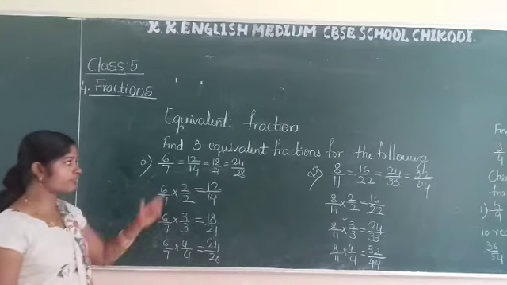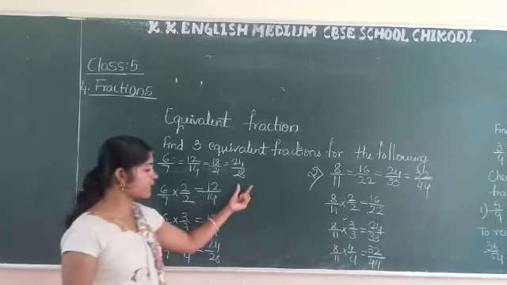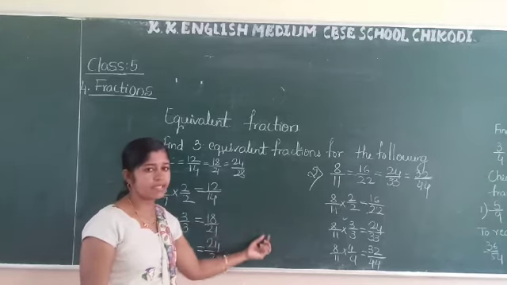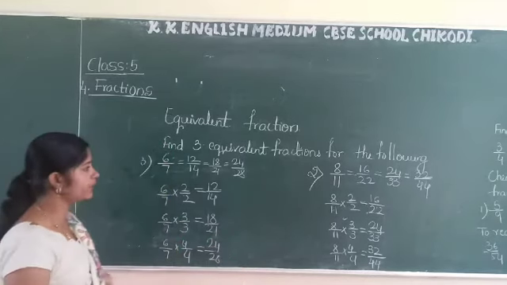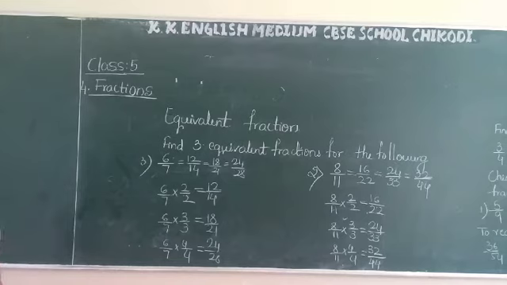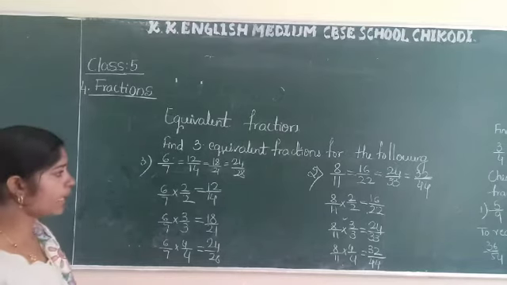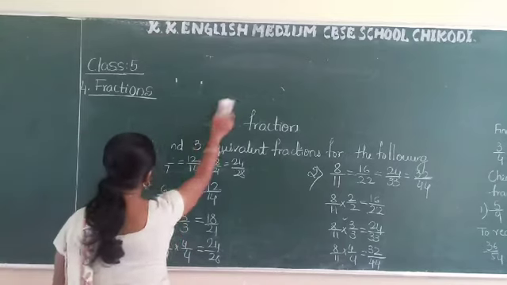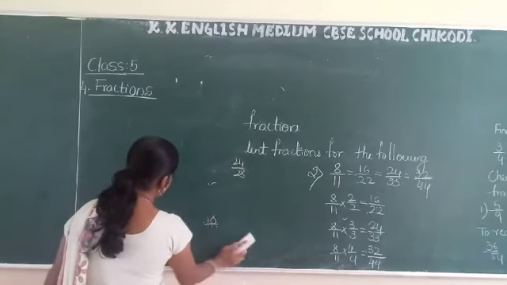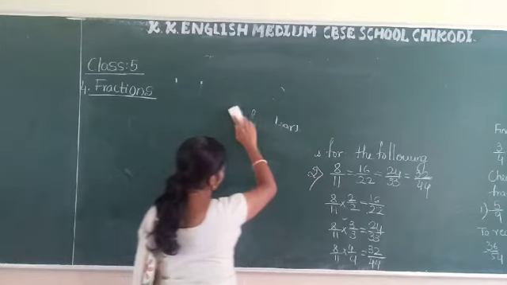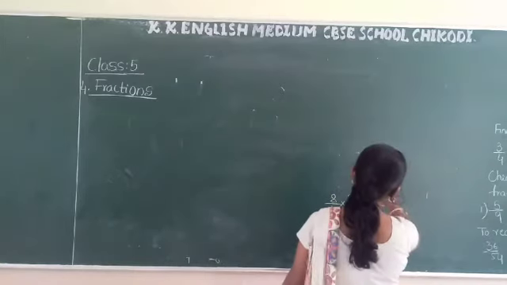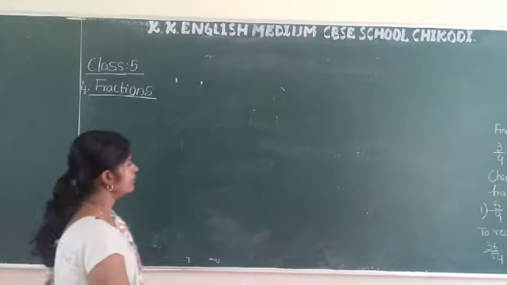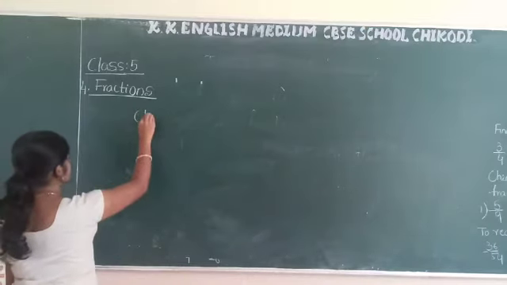If they ask for more equivalent fractions, you take 6 by 7 with 5 by 5, 6 by 7 with 6 by 6. This type you have to write the equivalent fractions for the following. I hope this is clear to you. Then the next concept is checking whether the following fractions are equivalent or not. You have to check it. Checking for equivalent fractions.